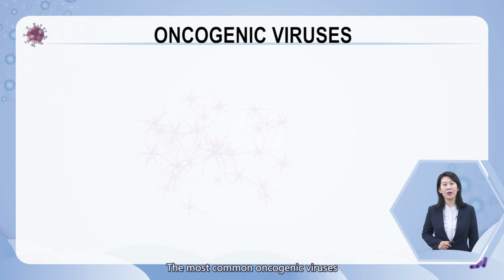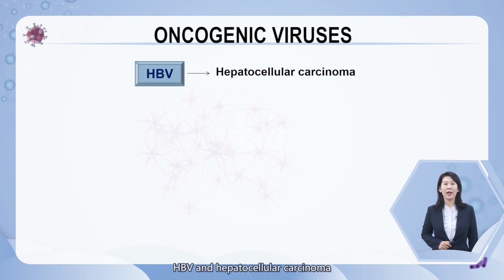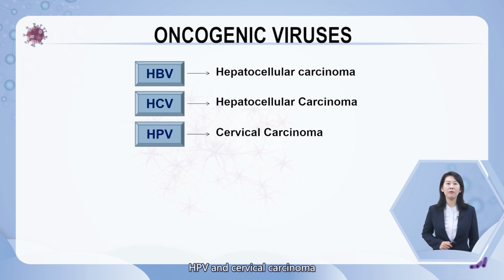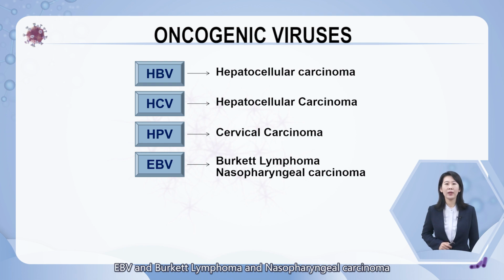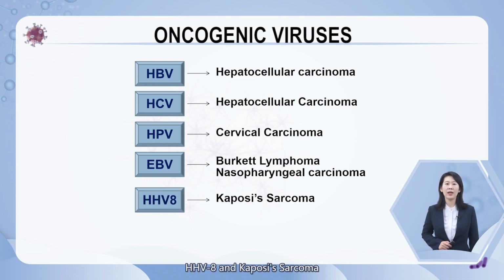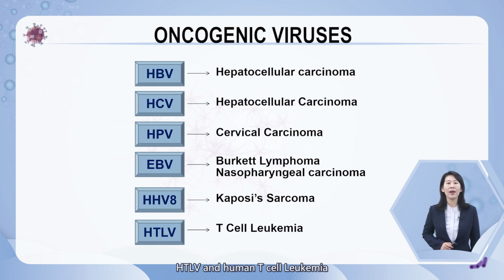The most common oncogenic viruses and corresponding tumors are as follows: HBV and hepatocellular carcinoma, HCV and hepatocellular carcinoma, HPV and cervical carcinoma, EBV and Burkitt lymphoma and nasopharyngeal carcinoma, HHV8 and Kaposi's sarcoma, HTLV and human T-cell leukemia.